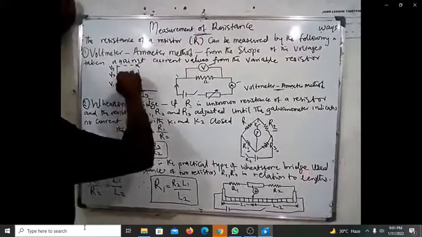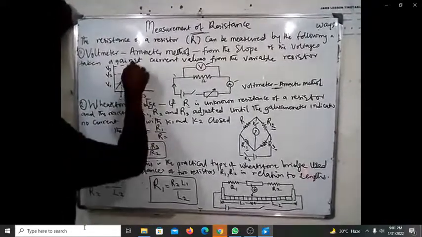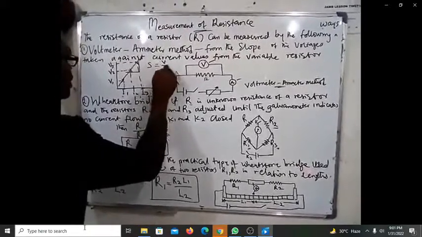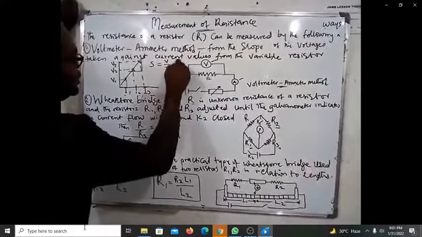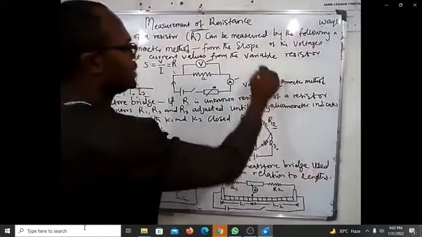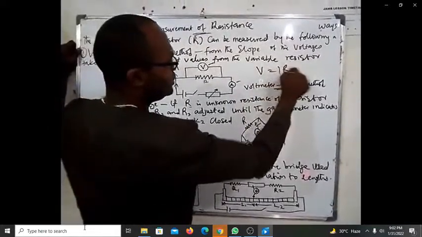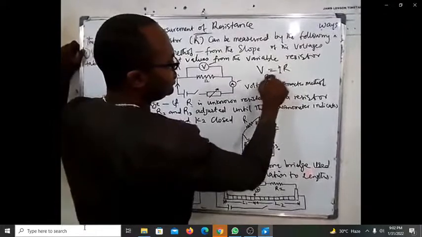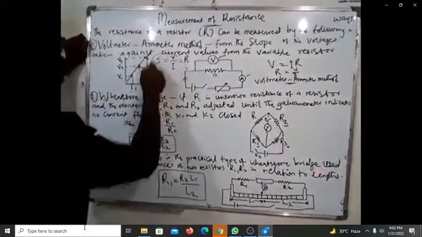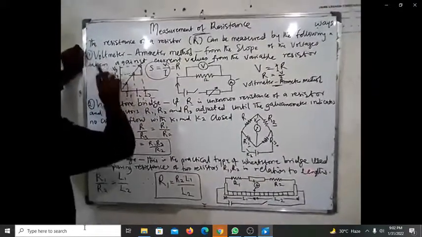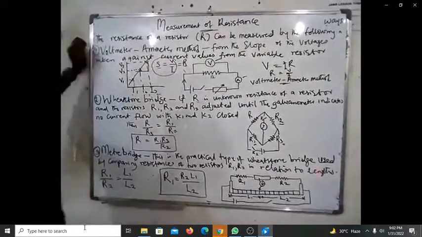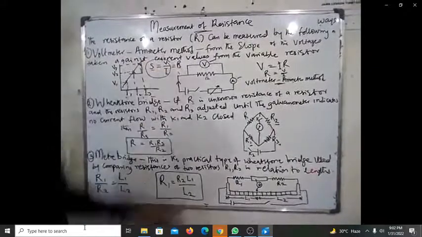Then when you plot a straight line graph, which is what you're going to get, the slope, which is V all over I, is equal to the what? Resistance. And as we said, Ohm's law states that V is equal to IR. So if you make R the subject of the formula, you have V all over I, which is also the slope that you will get from plotting the corresponding values of V and I. So that slope is the resistance. So that is one way of measuring the resistance of a resistor.